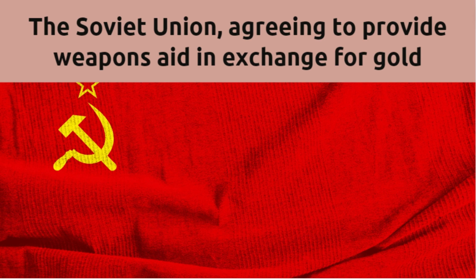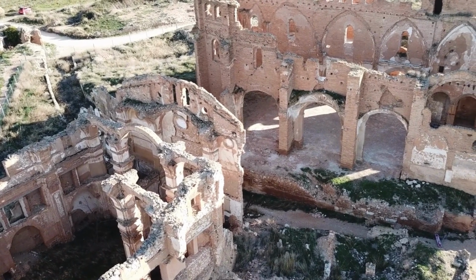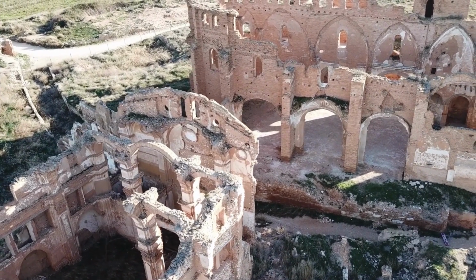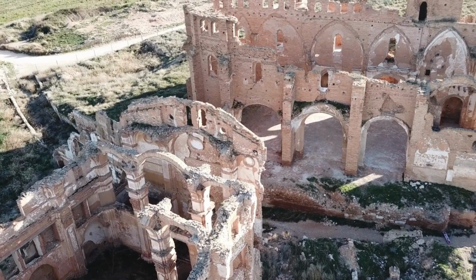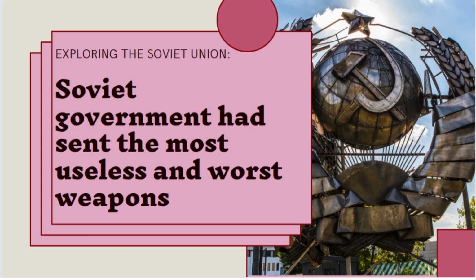Upon this, the socialists, after receiving negative responses to their request for help from France and England, turned to Stalin as a last resort. The Soviet Union, agreeing to provide weapons aid in exchange for gold, sent a convoy consisting of heavy weapons and tanks to Spain on October 24, 1936. However, when the convoy reached Spain, it was understood that the Soviet government had sent the most useless and the worst weapons they had, leaving the socialists disappointed.